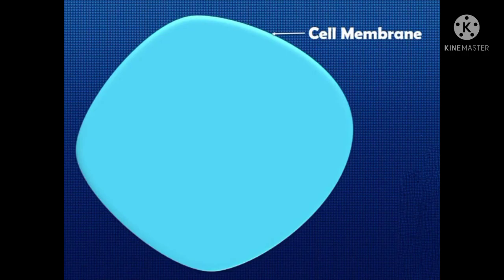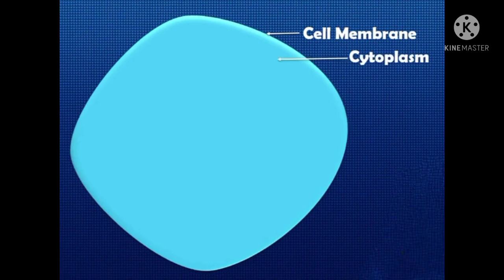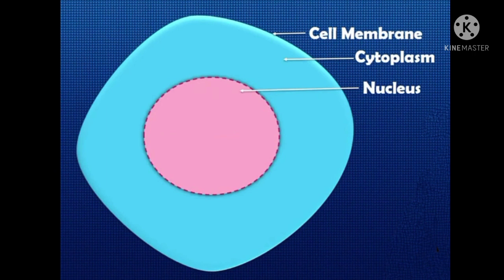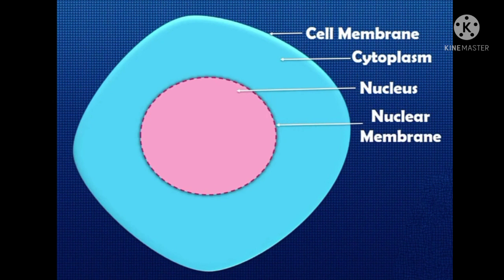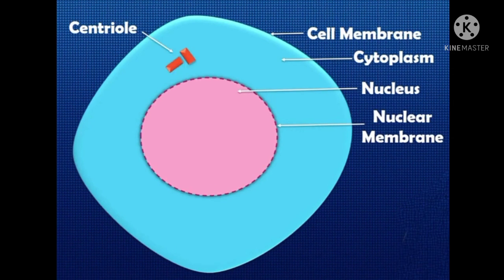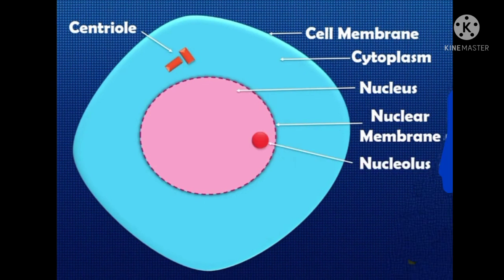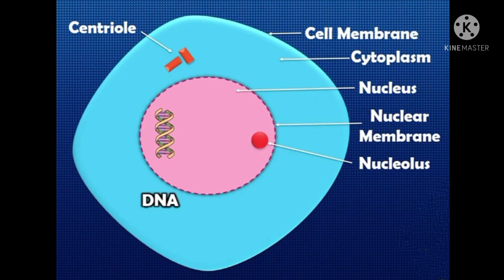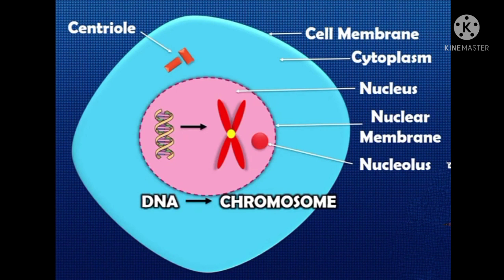Before the study of cell division, we should know the structural organization of cells that we have studied earlier. Each cell has a cell membrane as the outer covering of the cell. The jelly-like matrix in the cell is called cytoplasm. It consists of a nucleus which is surrounded by the nuclear membrane. It has a perpendicularly arranged centriole in the cytoplasm. It has a nucleolus present in the nucleus.